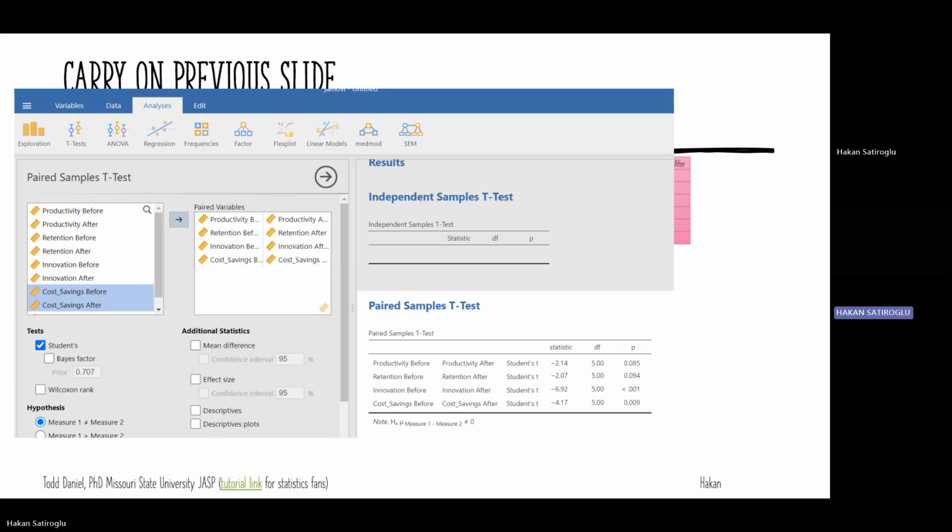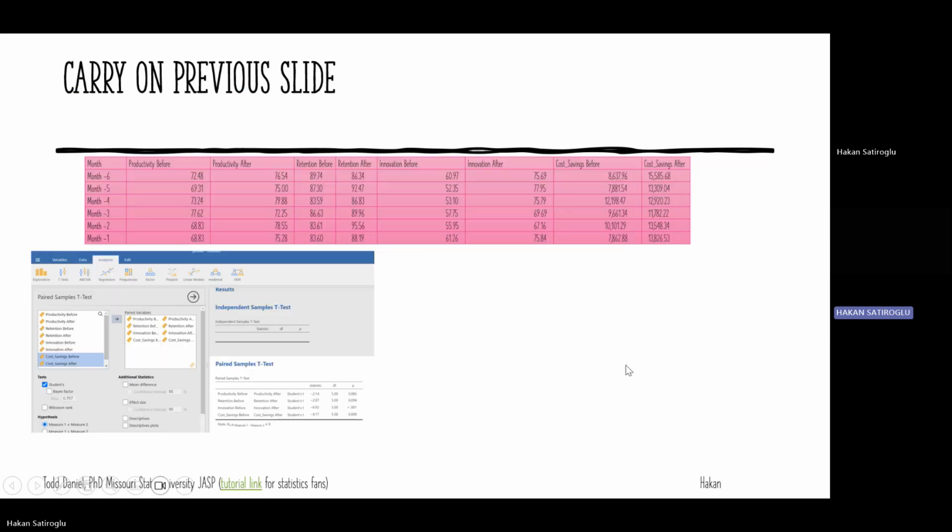So this is the analysis outcome on the right. Can you see the p-values? If the p-value is less than 0.05, it means there is an impact, a meaningful difference before and after the training. For productivity, I'm afraid the difference between the two data sets is not meaningful. Even though we know productivity increased in all of them, it is not a meaningful difference.